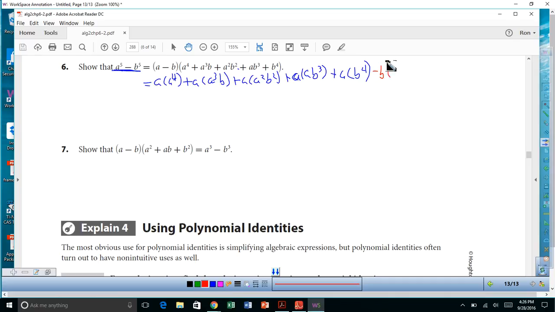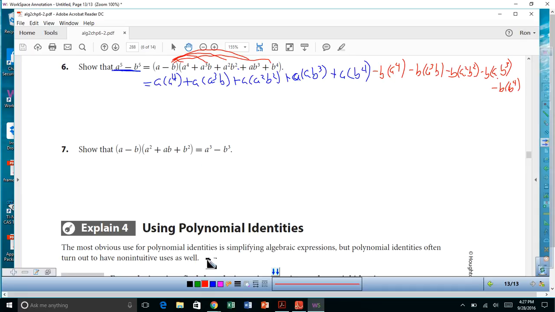Minus b times a to the fourth, and I'm doing it to each one: minus b times a cubed b, minus b times a squared b squared, minus b times a b to the third, and then minus b times b to the fourth. All right, let's do the arithmetic.